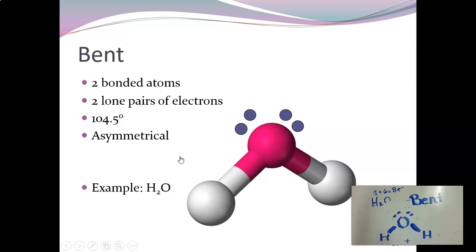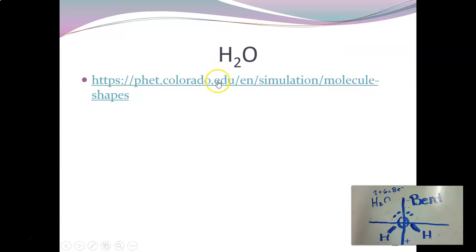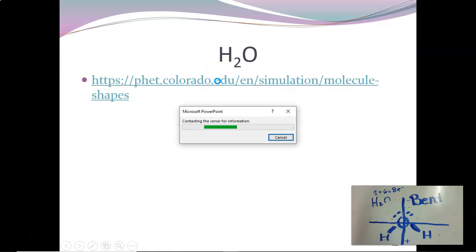So what I mean by asymmetrical is that way. Okay, yes, it looks the same from this side to this side, but it definitely doesn't look the same from that side to that side. Okay, it's got this electronegative element or area right there. So let's look at the PhET, see the simulation of water.